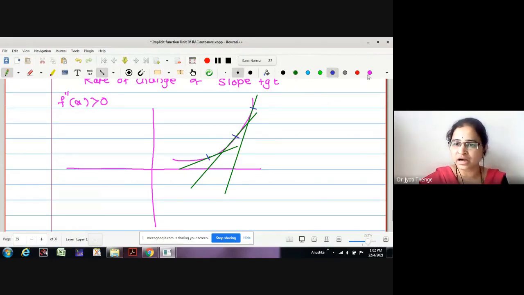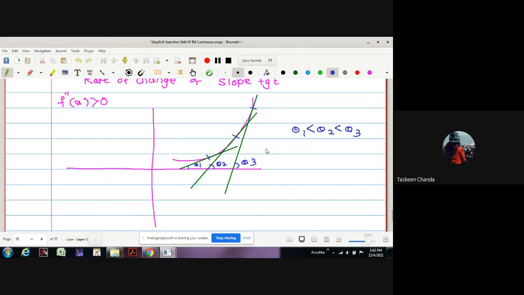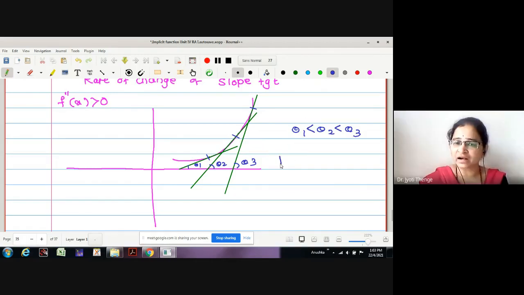Now let us understand the nature of their slopes. This is say theta 1, the angle of inclination. This is theta 2 and this is theta 3. Therefore, what we observe in theta 1, theta 2 and theta 3, whether the inclination increases? Yes, ma'am. Therefore, if I take tan theta 1, tan theta 2, what will happen? This also increases. Therefore, the rate of change of slope of tangent is increasing.